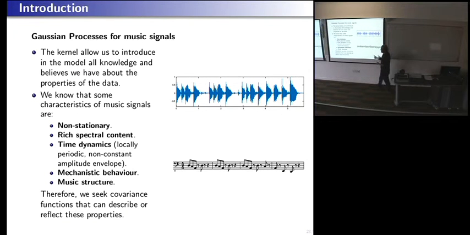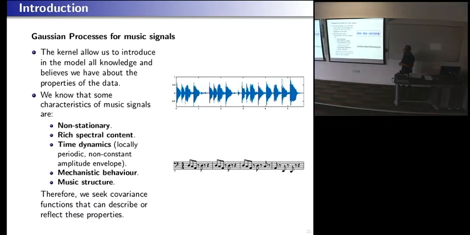Also, another characteristic is that there is a rich spectral content. If we make a time-frequency representation of this audio signal, we will find that locally there is a stationary structure where we find a specific natural frequency and a certain quantity of harmonics. Also, another property is that there is time dynamics. I mean that these functions are locally periodic and they have no constant amplitude envelope.